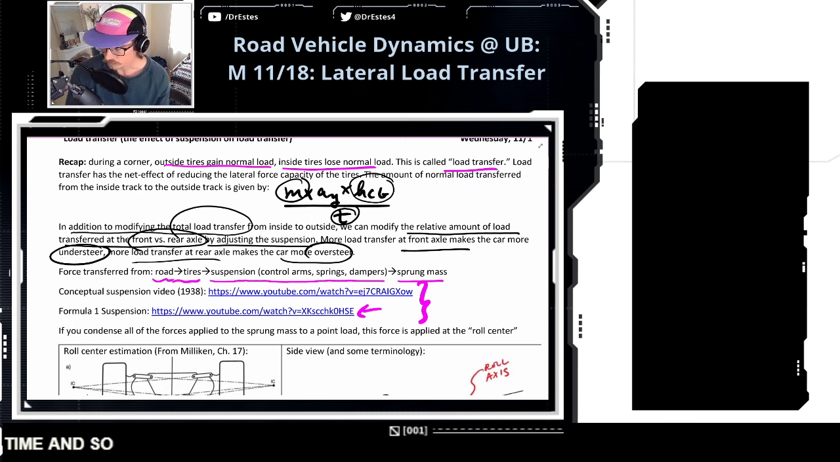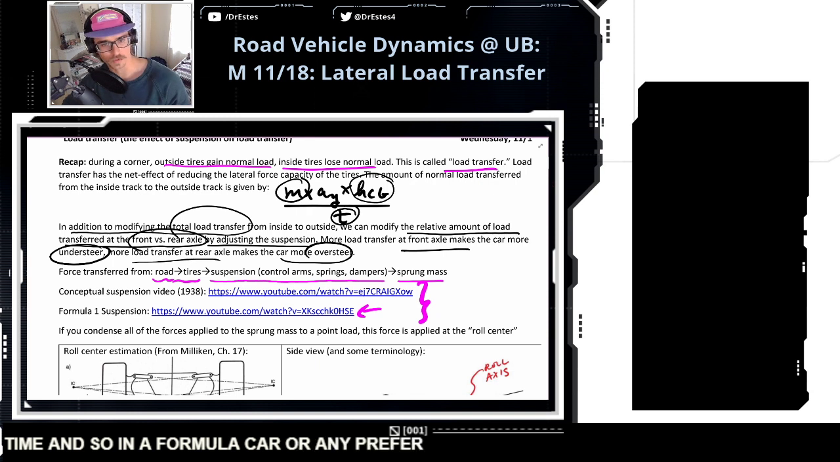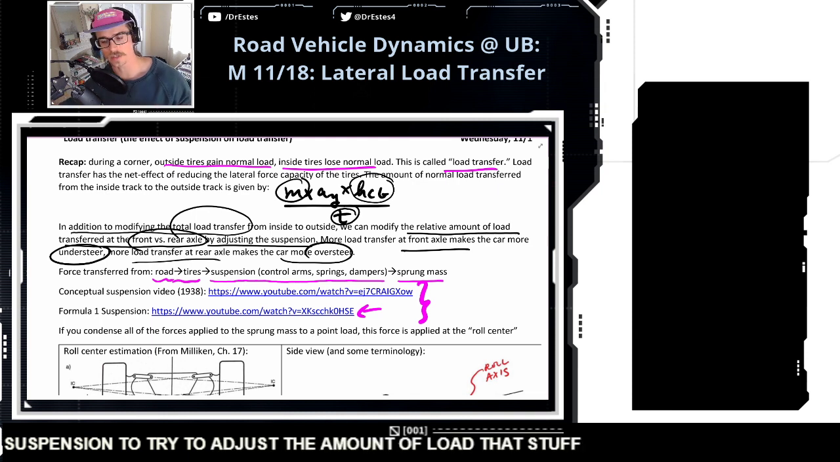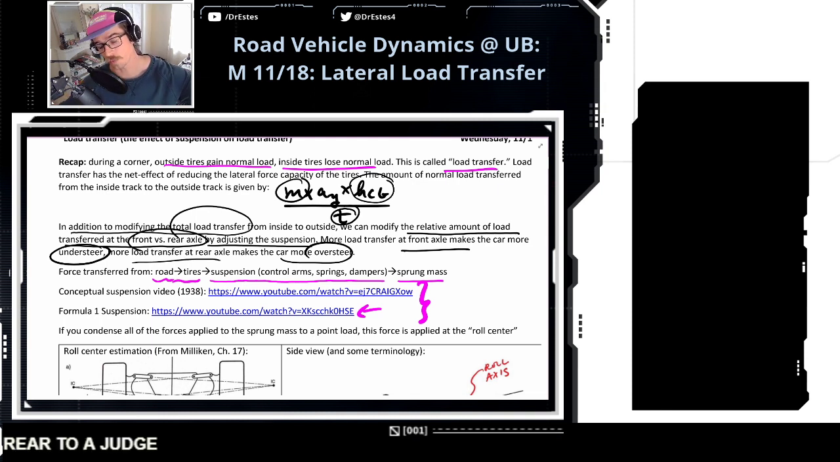And so in a formula car or any performance vehicle, you're tuning your suspension to try to adjust the amount of load that's transferring at the front and rear to adjust the grip at each individual tire.